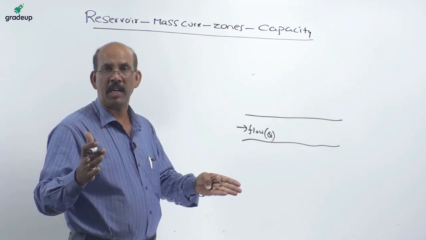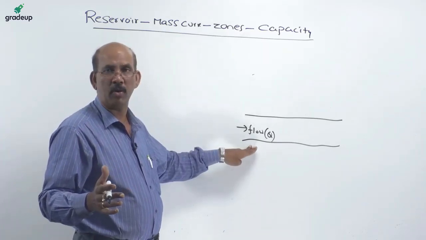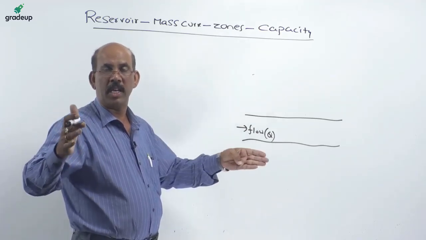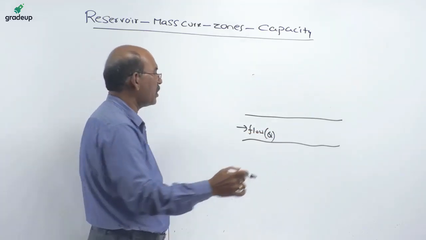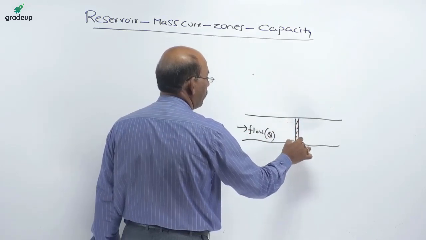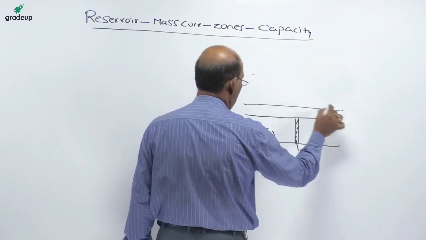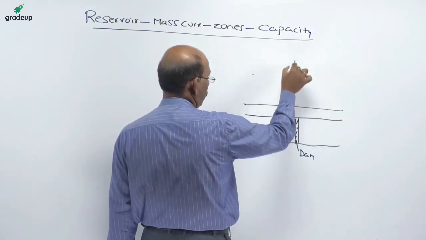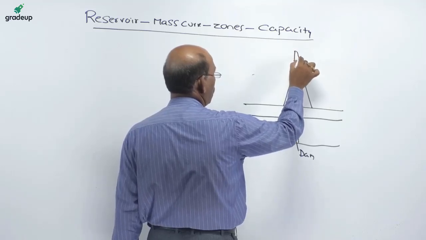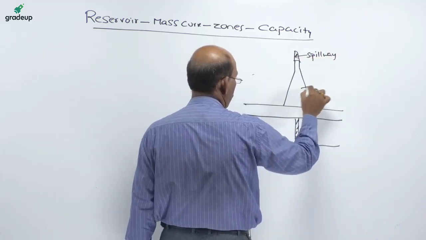Now, this is the available water according to the requirement, and we know now how much is the demand. Accordingly, we have to see the reservoir has to be formed by construction of a dam across a river. So, this is the dam, and over this one, the spillway. This is the dam.